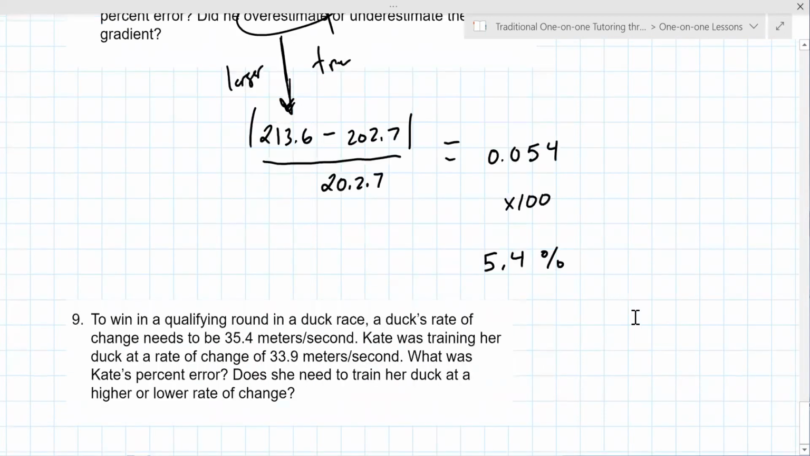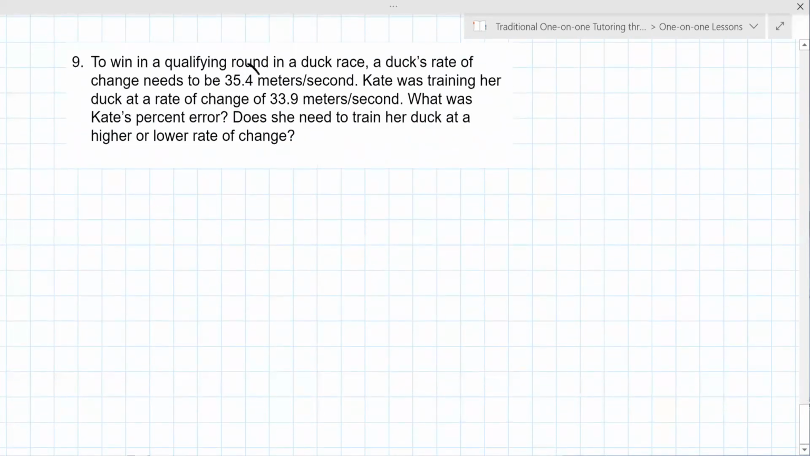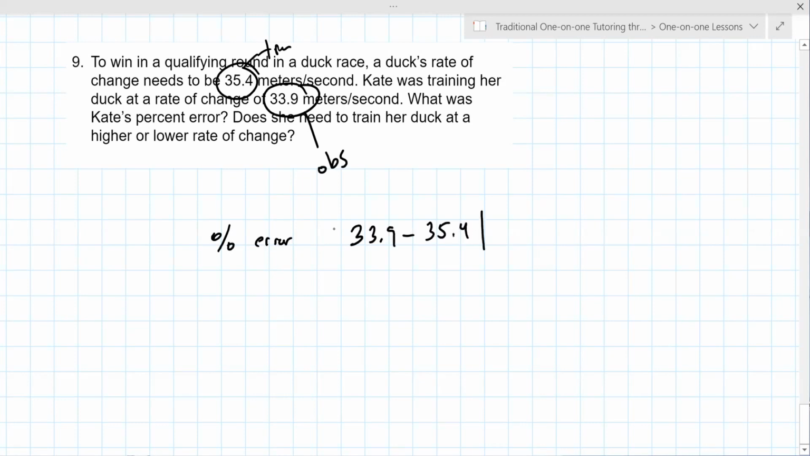Number 9. To win in a qualifying round in a duck race, a duck's rate of change needs to be, okay, so they're saying this is what it needs to be. This is the true value. Kate was training her duck at a rate of change of, so this is the observed value. So the percent error is the observed, which is 33.9 minus the true 35.4, absolute value, over 35.4.